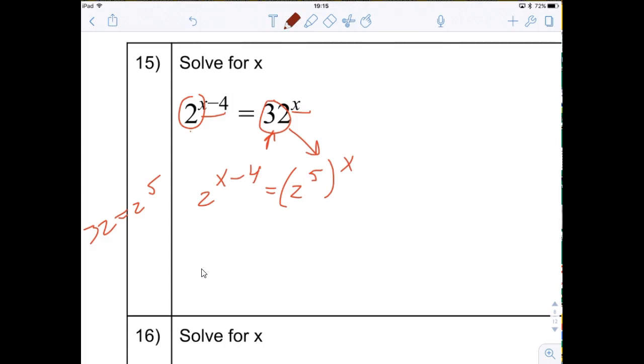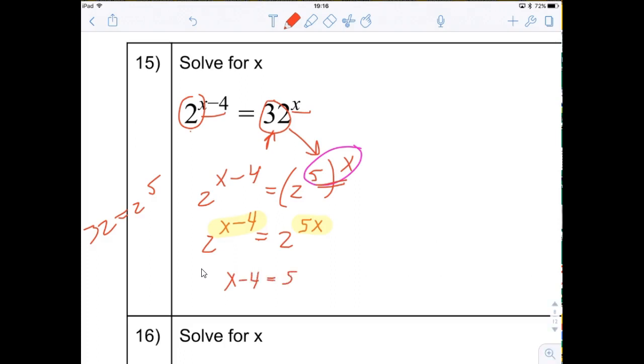Then you use one of the exponent rules that if you have a power to a power, you multiply them together, right? So now I'm going to rewrite it. I have 2 to the x minus 4. Now I'm going to write that as 2 to the 5x, because I'm going to multiply the exponents, because power to a power. Okay, now that I have it in this form, I can see that I can equate the exponents, because I have 2 to the something equals 2 to the something. The somethings have to be the same.